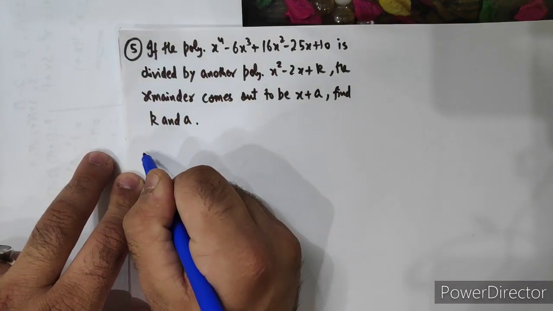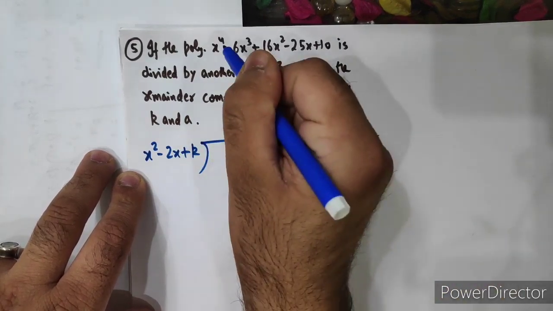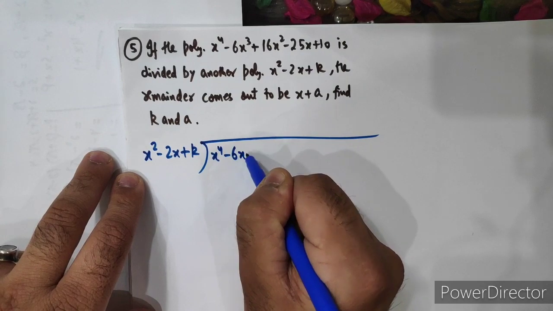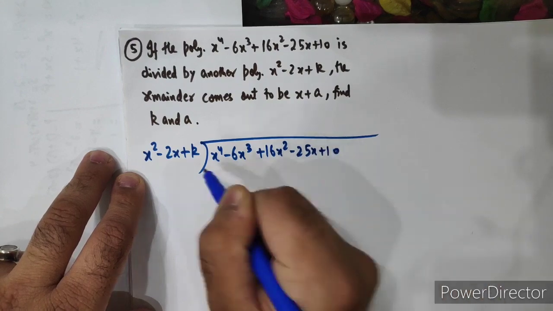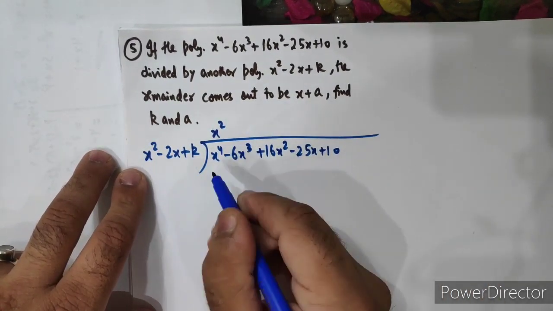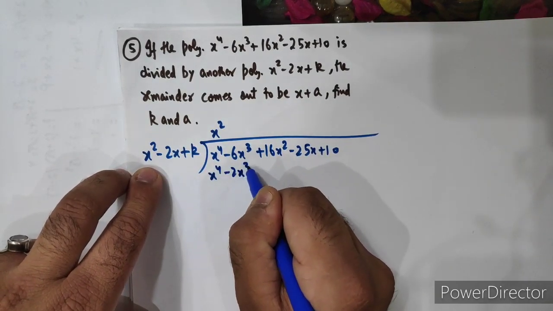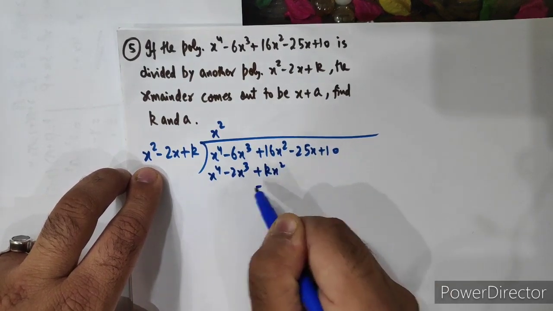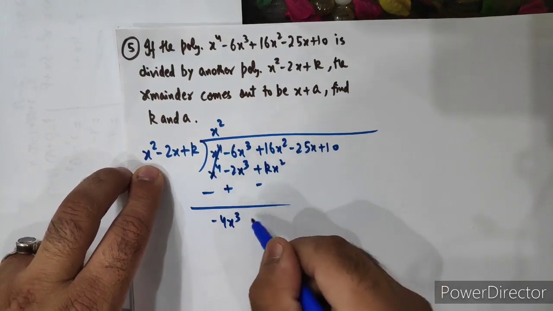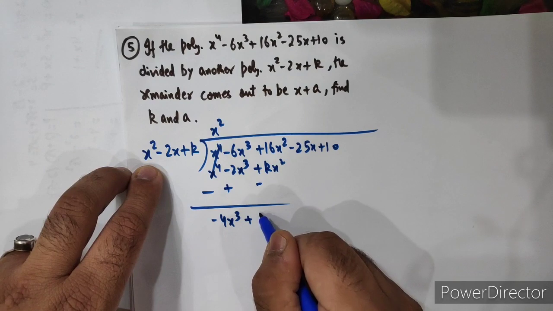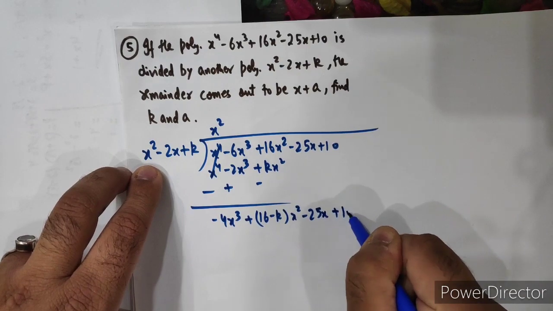Okay, so we have to divide the polynomial x4 minus 6x cube plus 16x square minus 25x plus 10 by x square minus 2x plus k. Let us do the division. So first step will be to multiply it by x square. So we will get x4 minus 2x cube plus kx square. So if you change sign, this will cancel, this will be minus 4x cube, and you can take x square common out of these, so it will be 16 minus k x square minus 25x plus 10, we are just copying down.